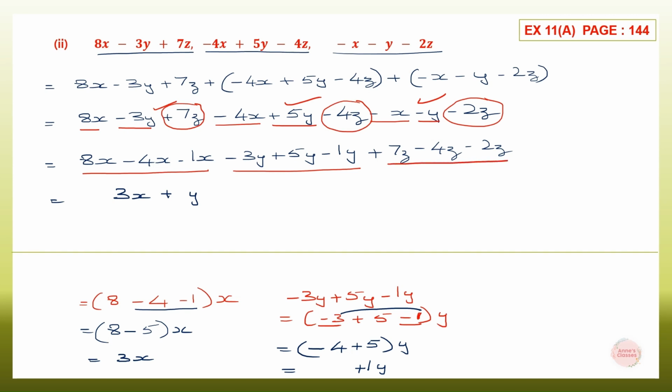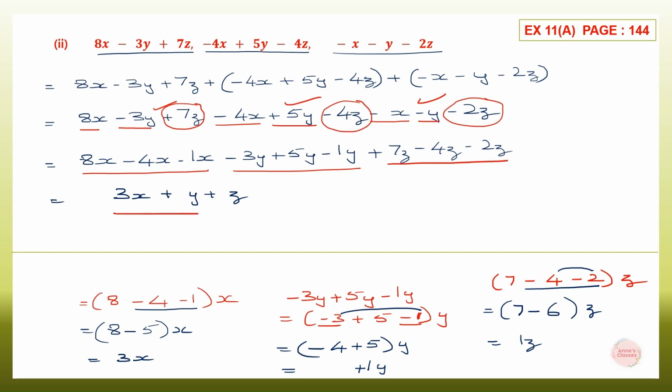Next is this. So let's take down only the numbers 7 minus 4 minus 2z. So here also let's take the numbers with the same sign. 7 will remain as it is. When signs are the same, put the same sign and add 4 plus 2, 6 and then z. Now here 7 minus 6 is 1, 1z. So that is plus 1z, or you don't even have to write 1. You can straight away write z. So what is your final answer? 3x plus y plus z.